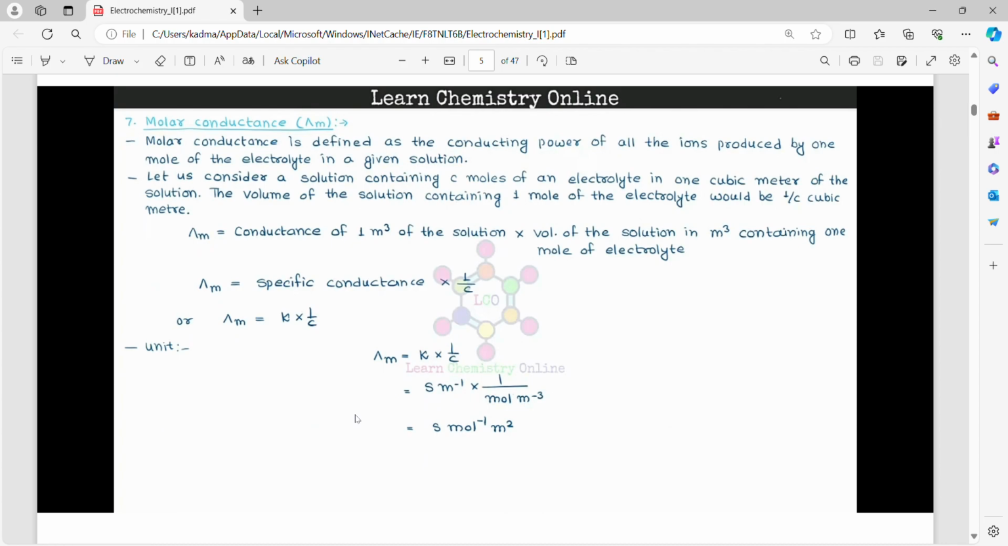Molar conductance: molar conductance is defined as the conducting power of all ions produced by 1 mole of electrolyte in a given solution. Let us consider a solution containing C moles of an electrolyte in 1 cubic meter of solution. The volume of the solution containing 1 mole of the electrolyte would be 1 by C cubic meter. Lambda m is equal to the conductance of 1 meter cube of the solution into the volume of the solution in meter cube containing 1 mole of electrolyte. Lambda m is equal to specific conductance into 1 by C. Lambda m is equal to K into 1 by C.